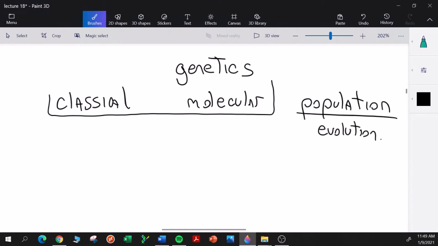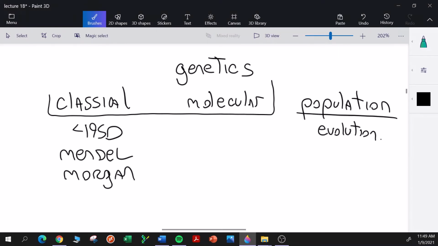Now, classical genetics is essentially what was the main focus of genetics in the late 19th, early 20th century, so before 1950, pre-1950. These are scientists like Gregor Mendel and Thomas Morgan. By focusing on classical genetics, you can really understand all the basic fundamentals of genetics. And many of the techniques in classical genetics are still used in genetic laboratories today. So it's very important to cover classical genetics.